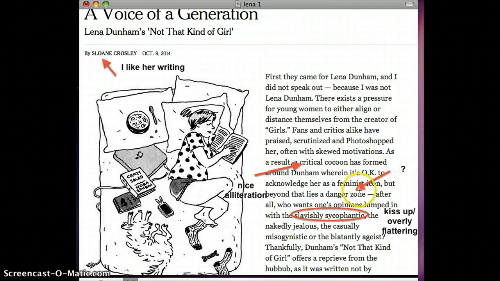I put an arrow here because another annotation strategy is asking questions of the text. If I was handwriting this, I'd write, what does Crosley mean by a danger zone?